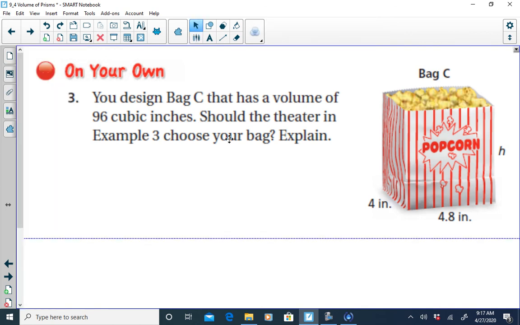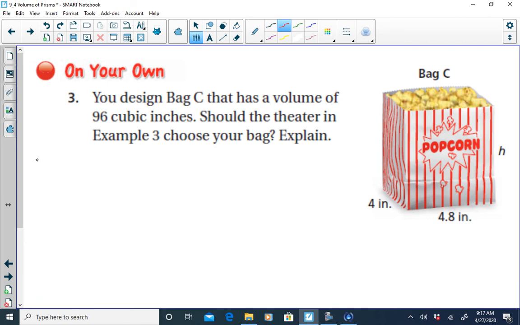It says you design a third bag that has a volume of 96 cubic inches. Should the theater in example 3 choose your bag and explain your answer? All right, so let's look at this third bag. First we have to find the height.